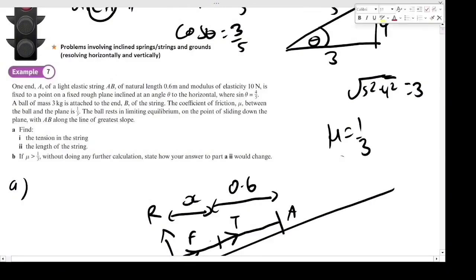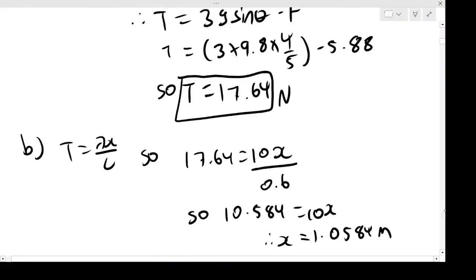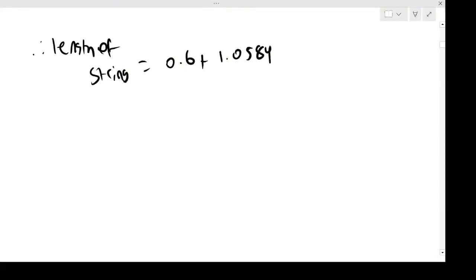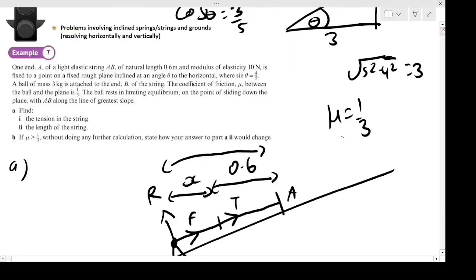So that's the total length. That's this whole length here. So hopefully you can see the total length of the string is going to be the natural length 0.6 add the extension 1.0584. So that would be 1.6584. And there we are. Cool. And then we've got this final part here.